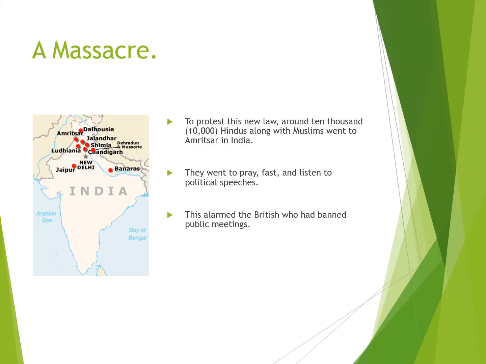So, a massacre. To protest this new law, around 10,000 Hindus, along with Muslims, went to Amritsar. Amritsar is up here. It's a little hard to see, but it's up here in the northern part of India. I'll try and circle it for you. It's up there in the north. And they went to pray, fast, meaning not have any food, and listen to political speeches.